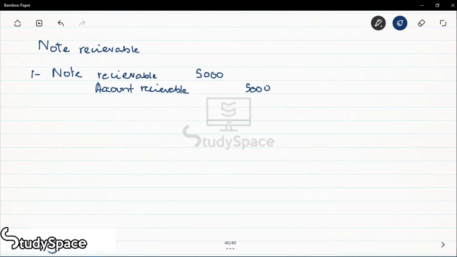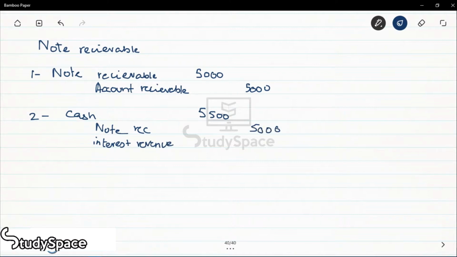So when we were paid back this note, the entry that we would make would be cash debit by 5,500, note receivable credit, and interest revenue credit. So that would be the entry of a note receivable.